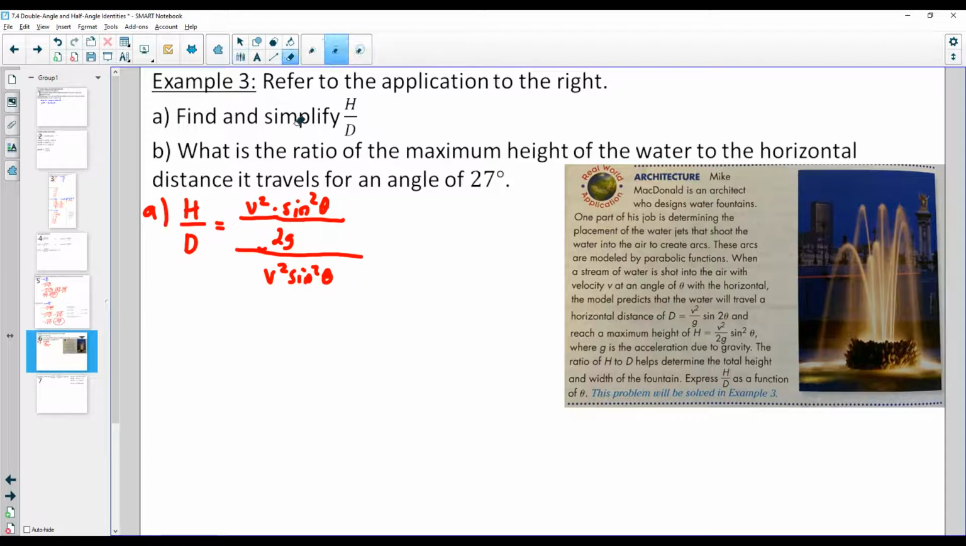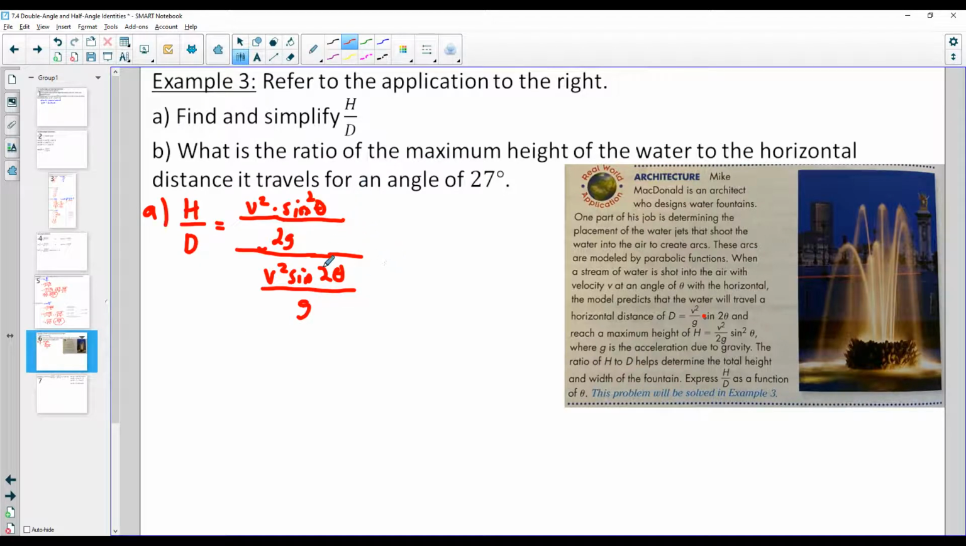Oops, and this should be the sine of 2 theta, not sine squared. Right, because h, oh no, h is sine squared, my bad. H is sine squared, I was right. H is sine squared. And then this one, d, should be sine of 2 theta. H is 2g. Yeah, okay, I did that right. And this will be v squared all over g.